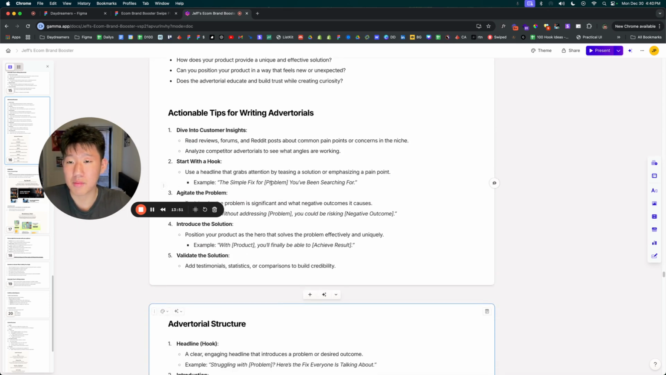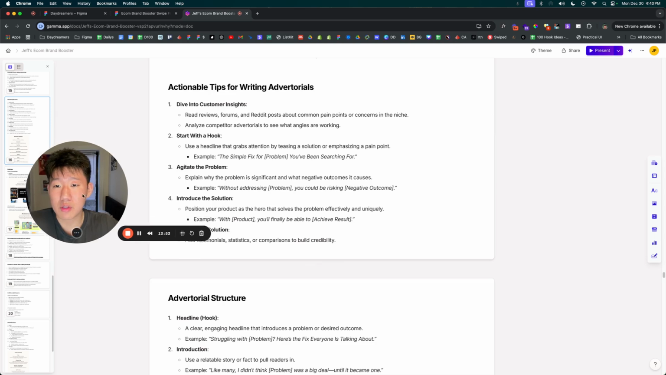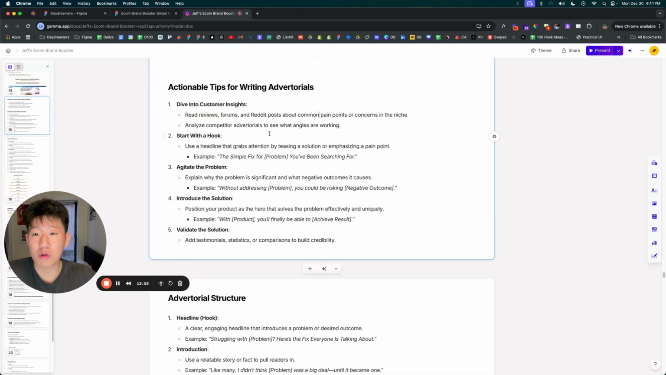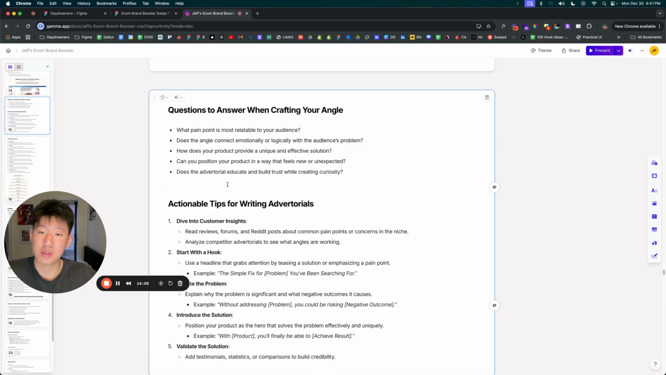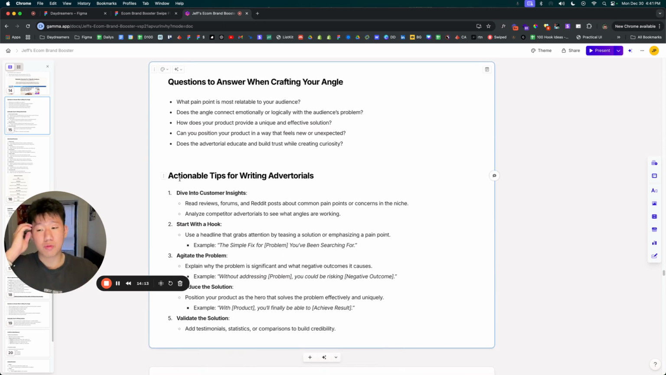And here are some tips for writing advertorials. We want to read reviews and forums, but that's to understand pain points and concerns. And then create an angle based on that with the hook. Agitate the problem, introduce the solution, and validate it, right? That is essentially what we're doing here. So I hope this helps. This is a really great way to build advertorials and start pitching and selling to cold audiences, to cold traffic.